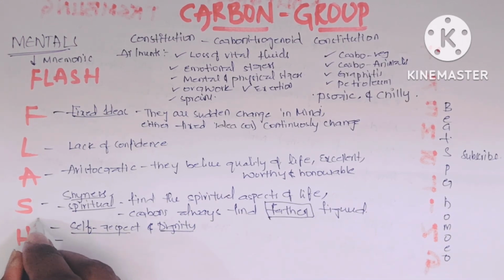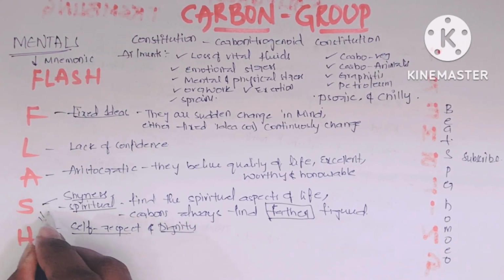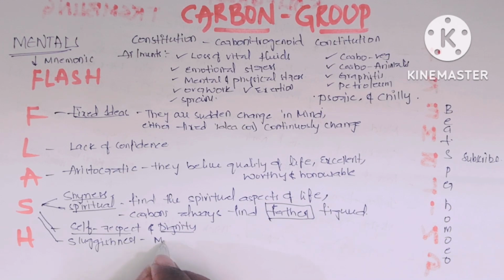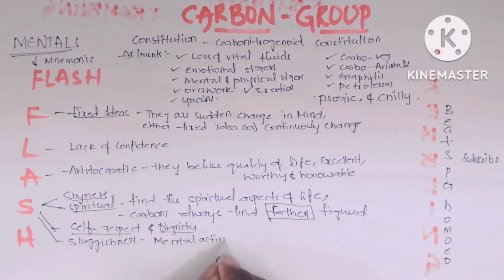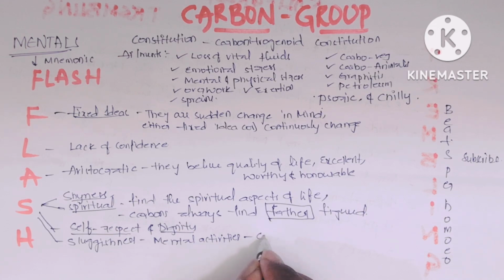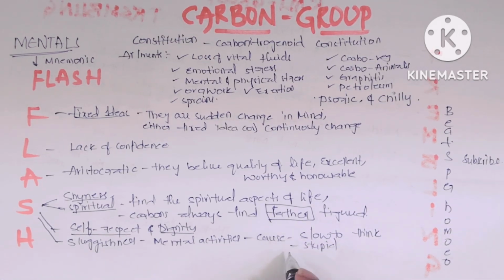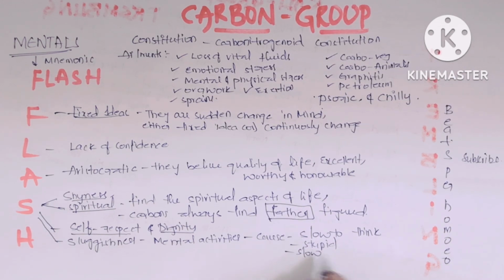And another S for the sluggishness. And mental activities: slow to think, stupid, and slow grasping.